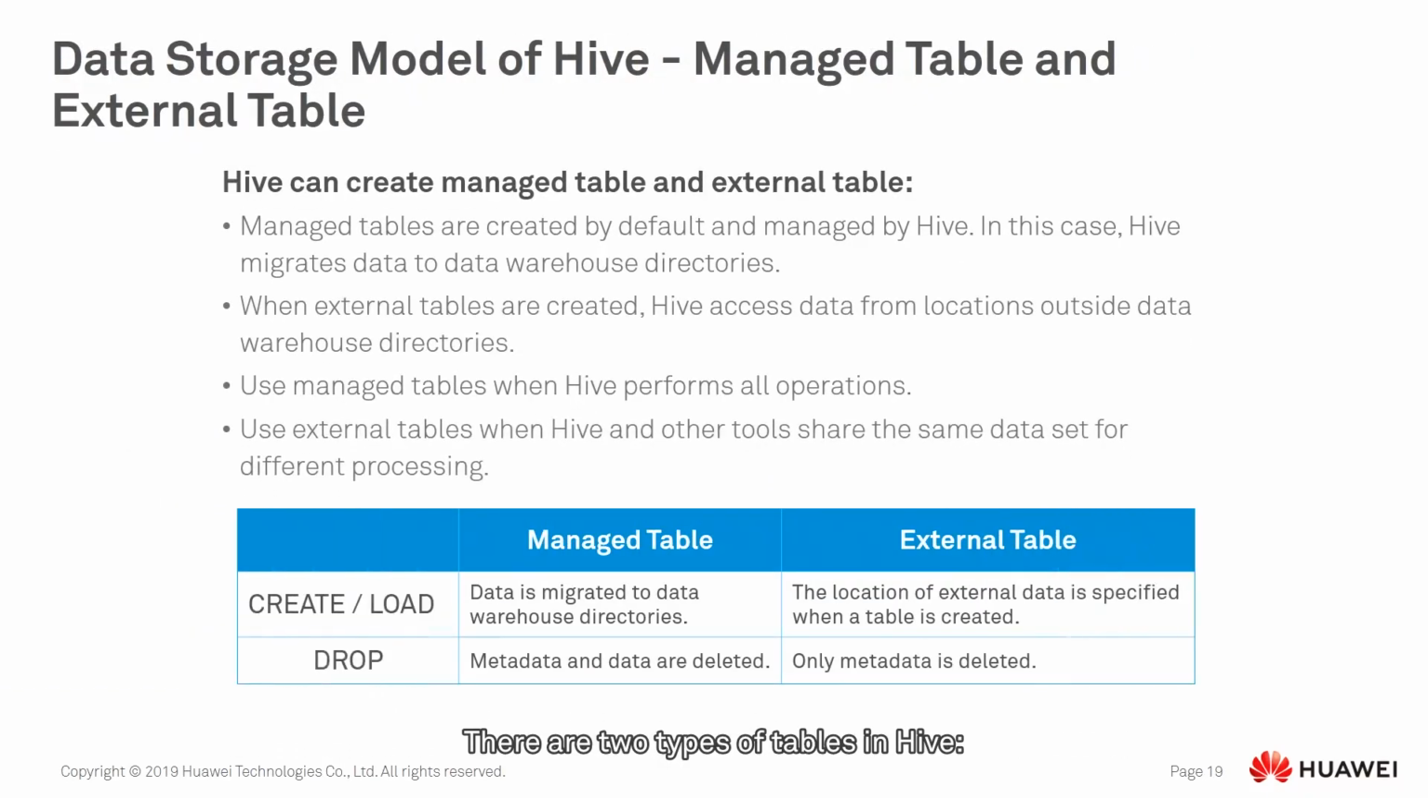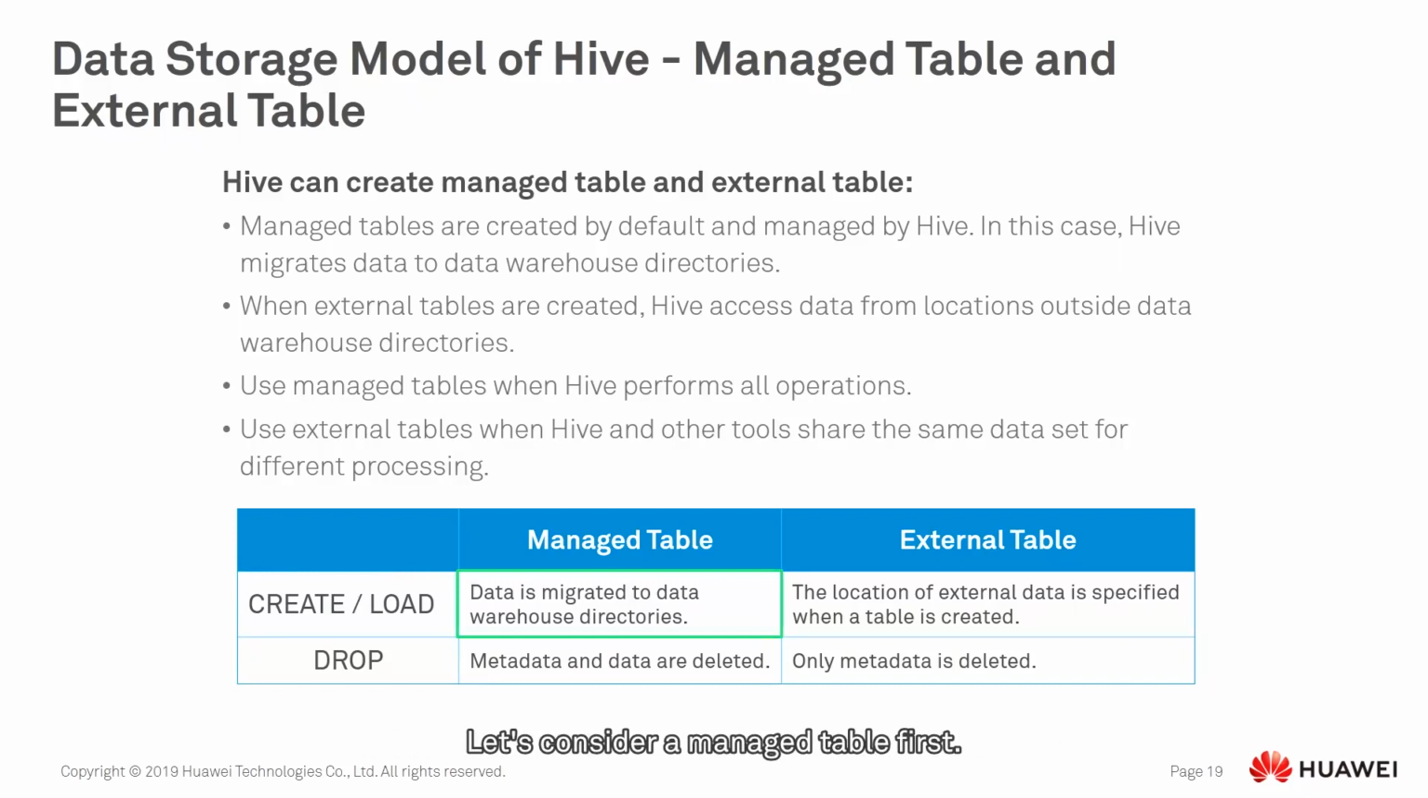There are two types of tables in Hive: managed table and external table. When you create a table in Hive, by default, Hive will manage the data, which means that Hive moves the data into its warehouse directory. Alternatively, you may create an external table, which tells Hive to refer to the data that is at an existing location outside the warehouse directory. The difference between the two table types is seen in the create, load, and drop semantics.